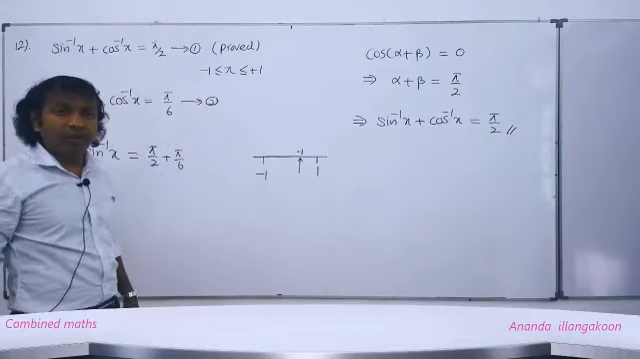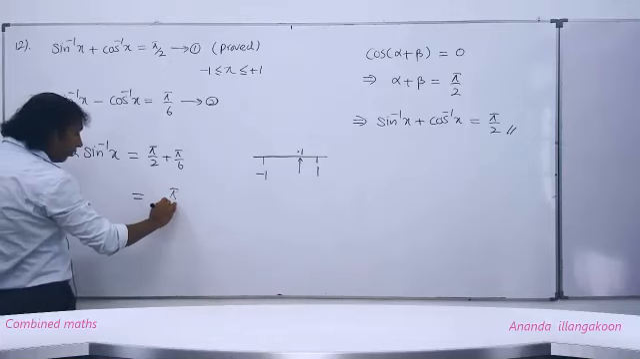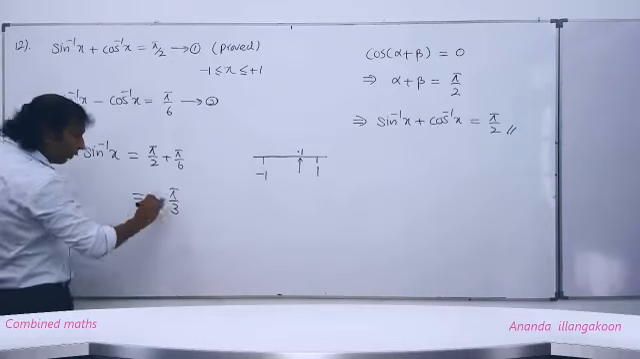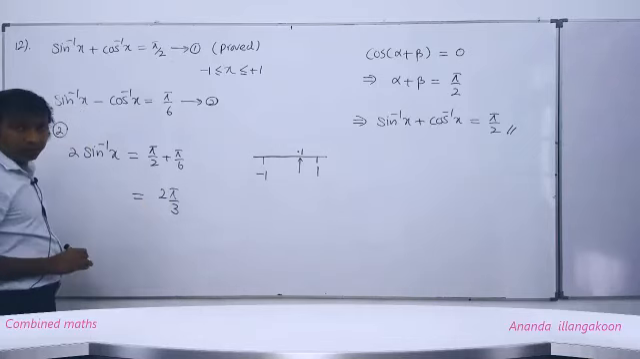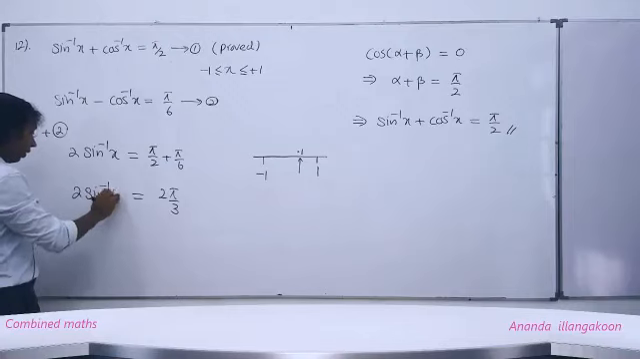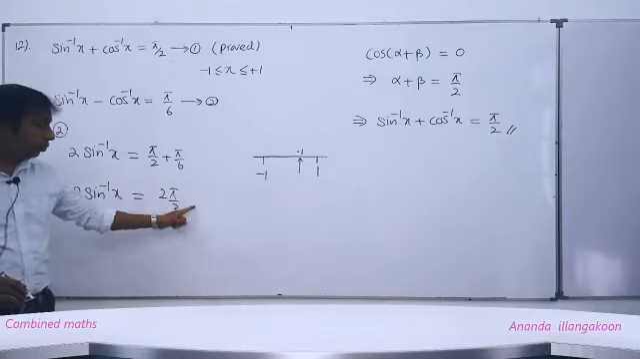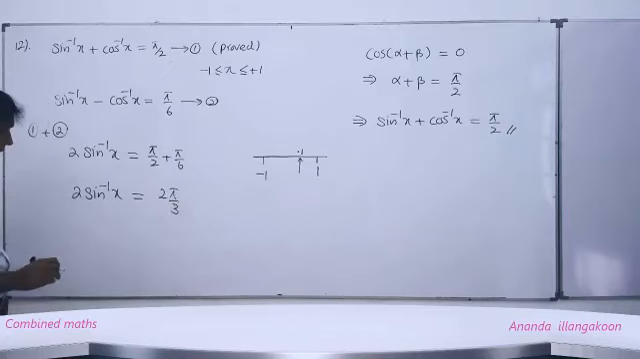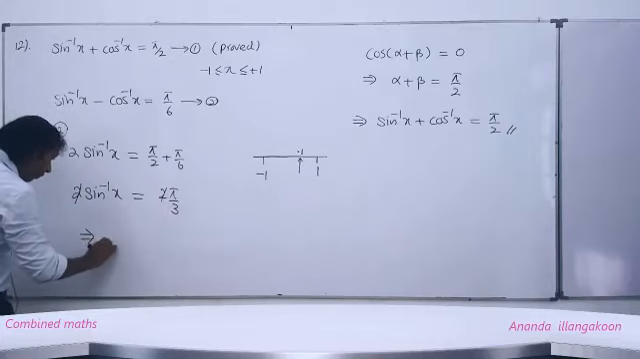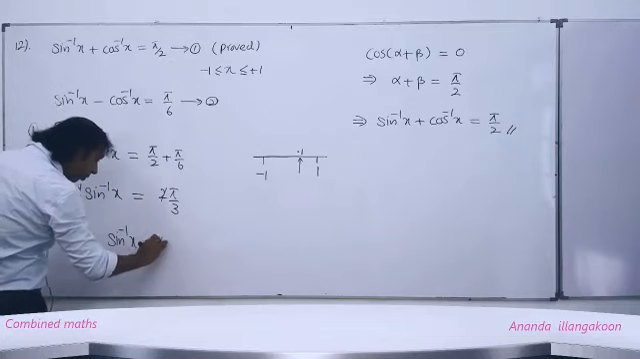120 means what? Pi by 3 is 60. Multiply this by 2, we get 120. Then we get 2 sin inverse x is equal to 120, which is 2 pi by 3. This 2 and this 2 you can cancel. Now, this gives us sin inverse x is equal to pi by 3.